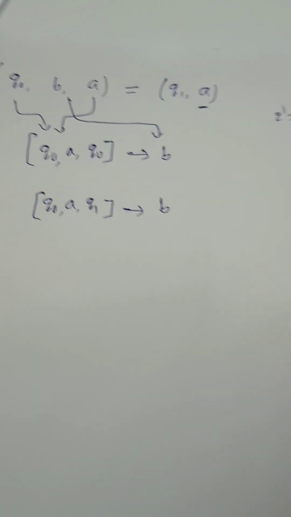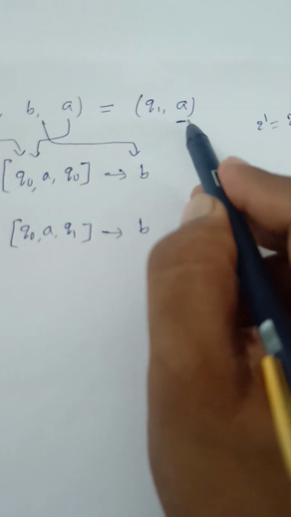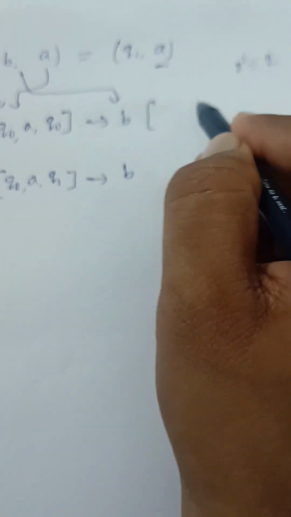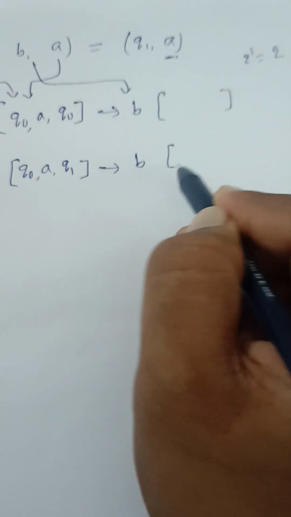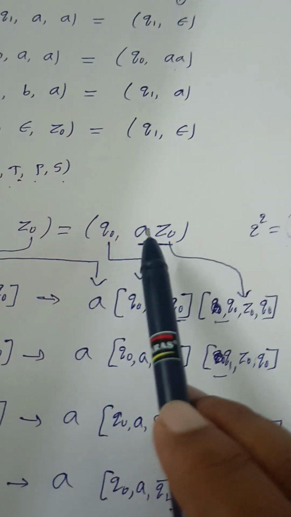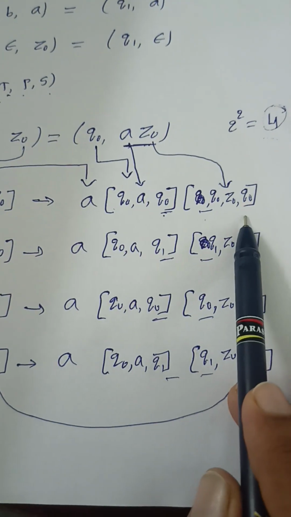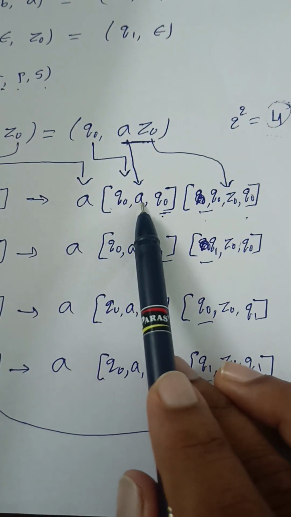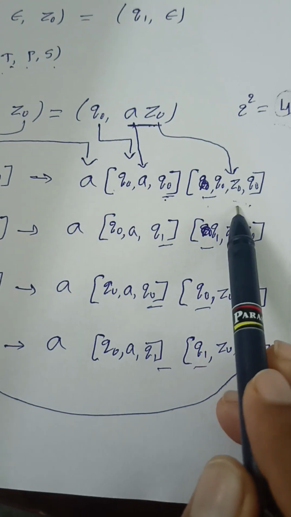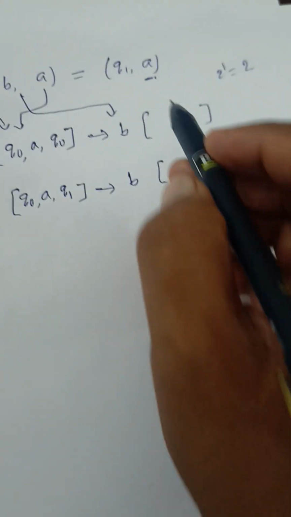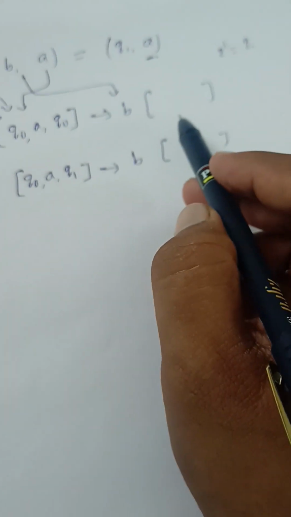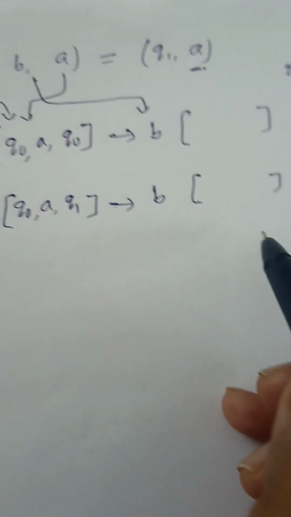Okay, so here only one character is there. That's why the right hand side is also only one square bracket. In the first transition function we have 2 characters. That's why we will consider 2 square brackets. One is for a, one is for z naught. Here only one character is there. That's why we will mention only one square bracket.